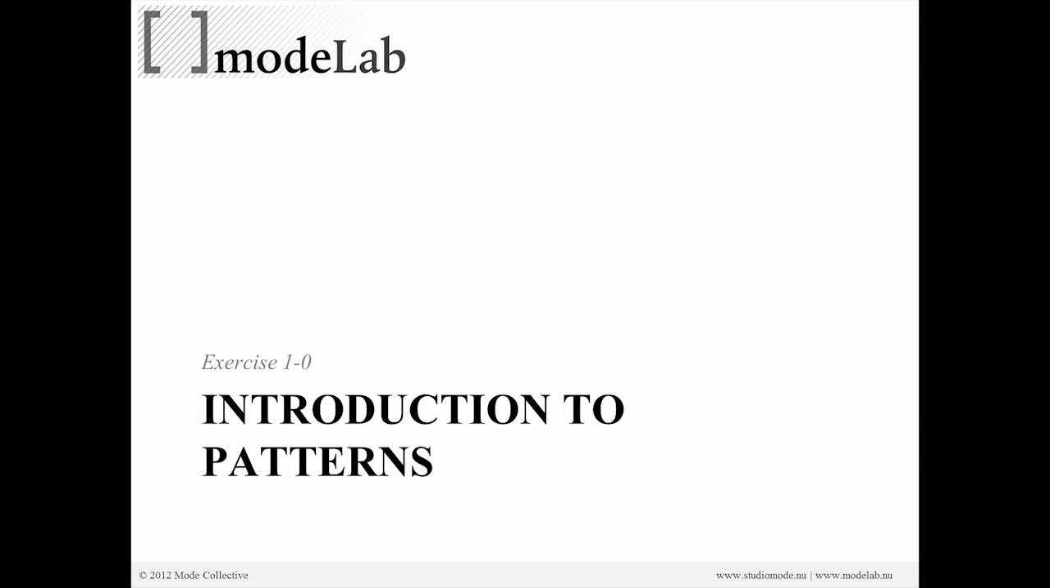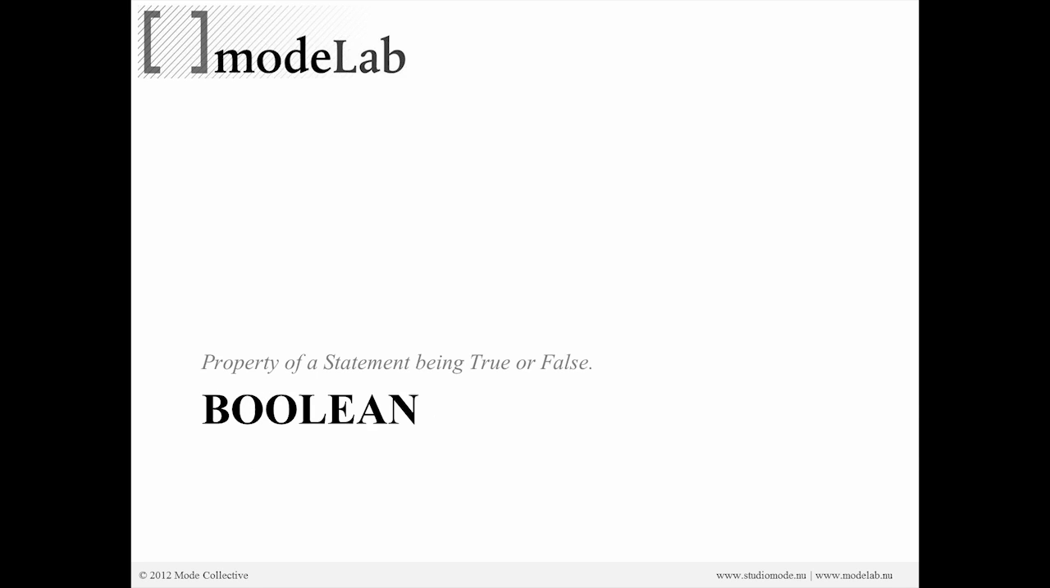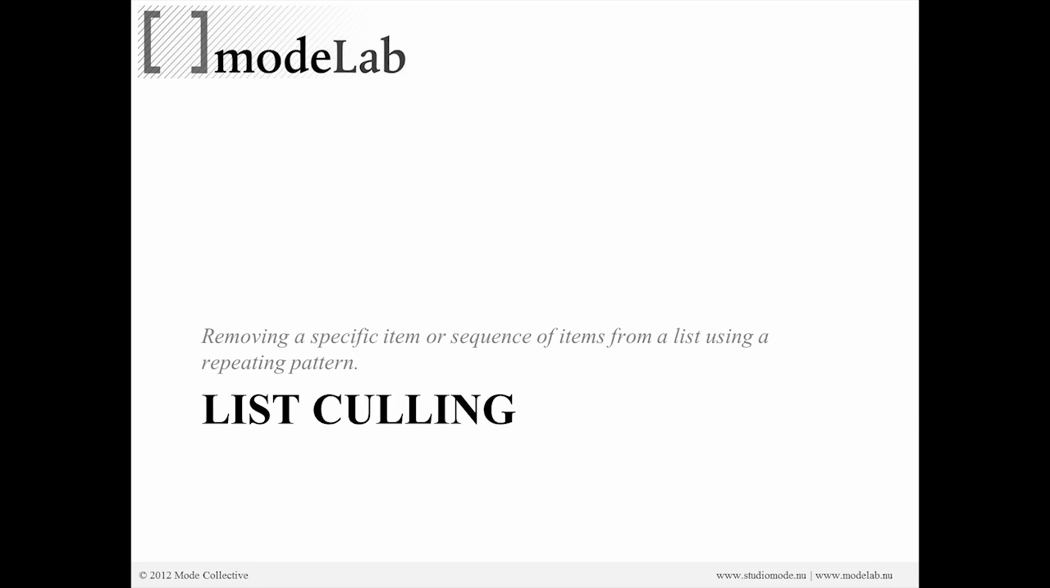Okay, so let's start with exercise 1-0. This is introduction to patterns. And in order to begin working with patterns in Grasshopper, we have to define a couple of key terms. So patterning is grid plus influence plus action. So we need to start with grids. A grid is a data structure consisting of a two-dimensional ordered set of elements. We'll think about this as a grid of points. And the way we're going to start working with patterns is that we're going to be working with Booleans. And these are just simply stating whether something is true or false. Is this condition true or false, or should we keep it? And with a Boolean, we're going to then be able to generate our first pattern by doing an action called culling. So this is going to be removing a specific item or sequence of items from a list using a repeating pattern.